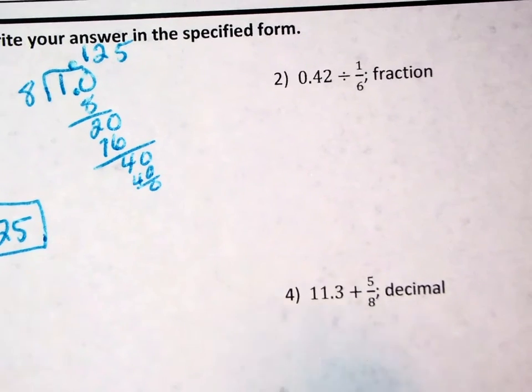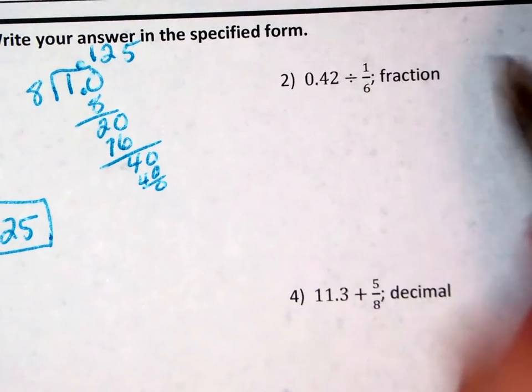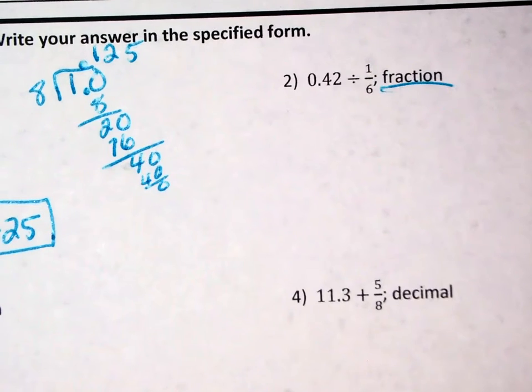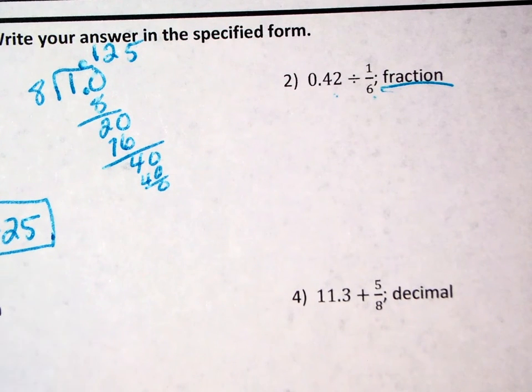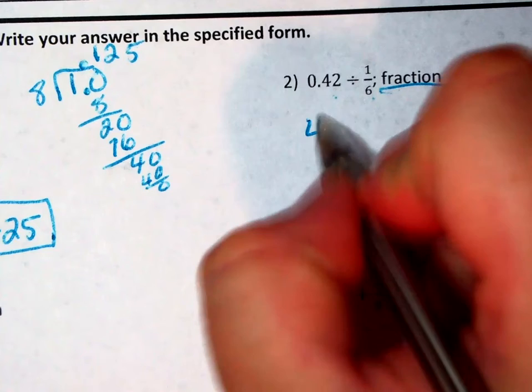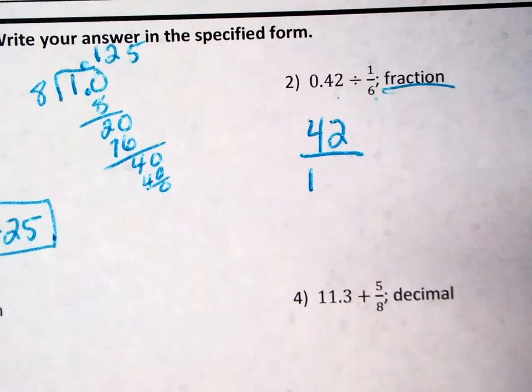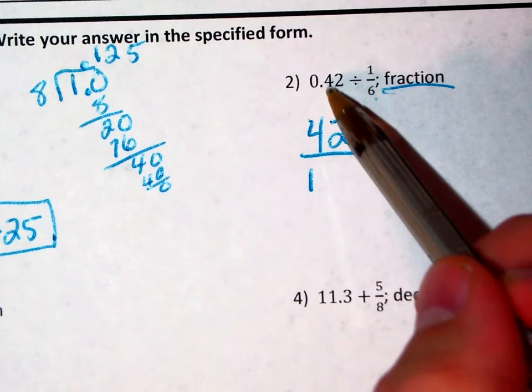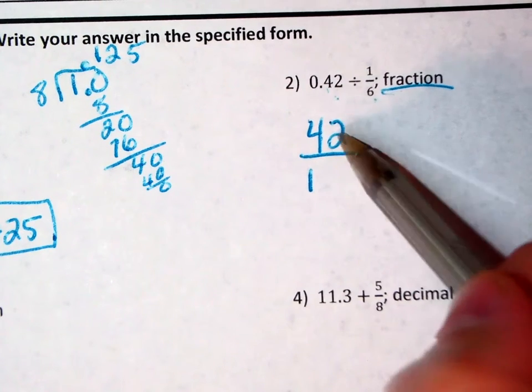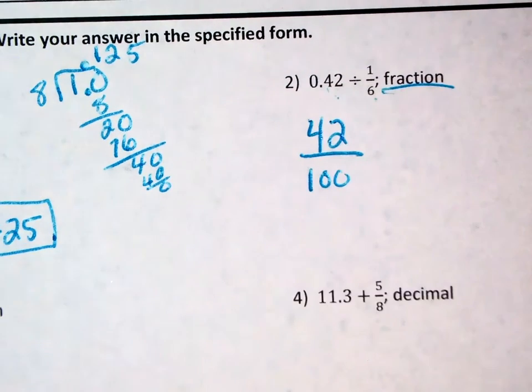Our next problem, real quickly, we're not going to solve this entire problem, but I want to help you remember how to get it set up. So we want our answer to be in fraction form, and since our second term is already a fraction, we're going to convert our first term to a fraction. And remember that when we have a terminating decimal, as this is, 0.42, we simply put the number in the numerator, put a 1 in the denominator, and then our quick rule that we learned is however many numbers we have in the numerator, we need that many zeros in the denominator.